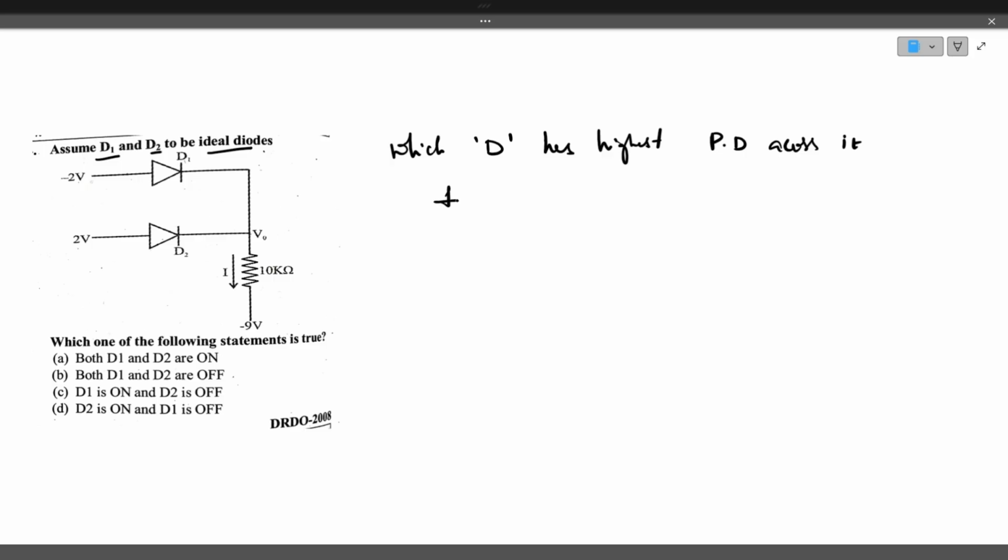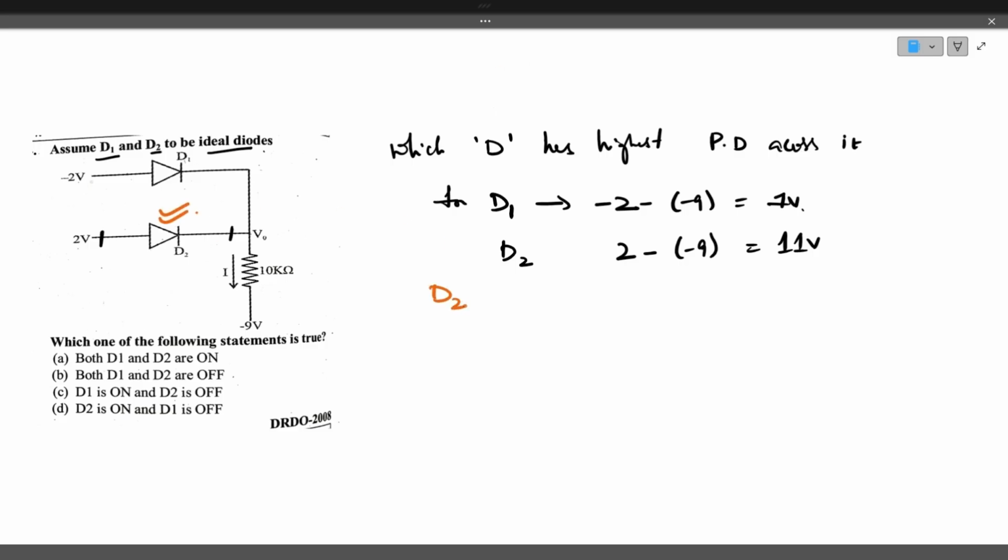For D1, minus 2 minus of minus 9, so it is 7 volts. For D2, here it is 2 volts, here it is minus 9 volts. 2 volts minus of minus 9 volts, that is 11 volts. So which has the highest potential difference? D2 has the highest potential difference. So D2 will be forward biased first.